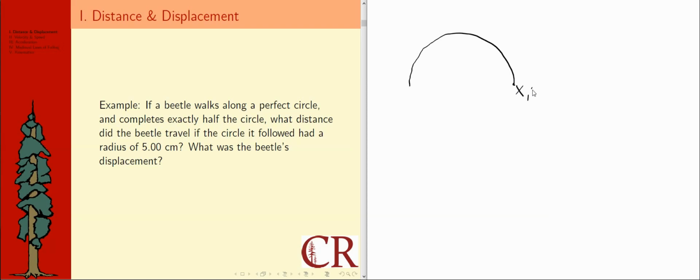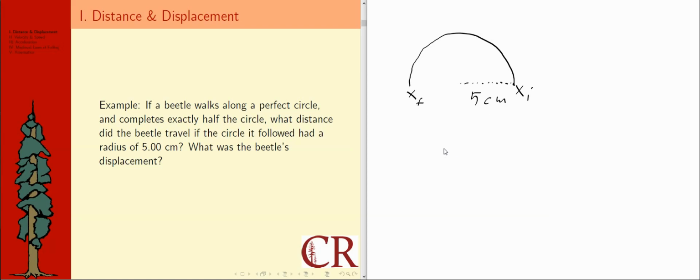So maybe this represents the initial position of the beetle as it walks along this half circle. Maybe that represents the final position, and the radius here, I'll put a dotted line in for the radius, is given to us as 5 centimeters. I guess that's at 3 sig figs, but I just wrote 5 centimeters here.